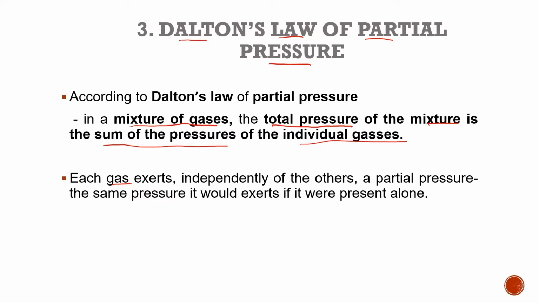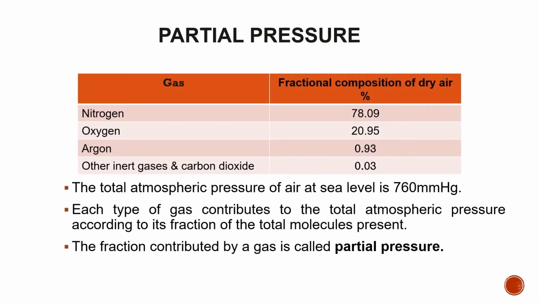Meaning that in the atmosphere we have nitrogen gas, we have oxygen gas. Each of these gases has its partial pressure. They have the pressure. So this is the partial pressure in the gas.